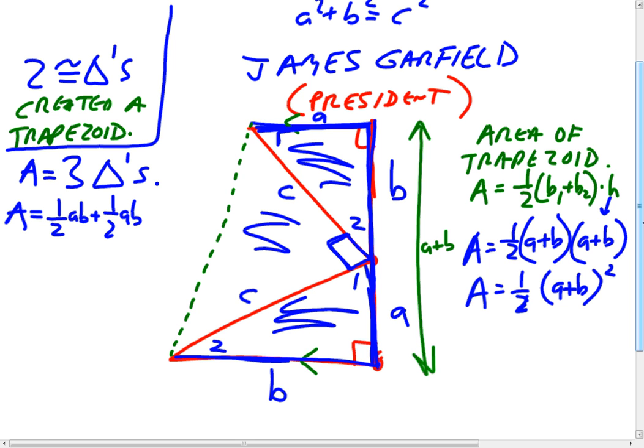How would you describe the area of this big right triangle? C times C, but don't forget the 1/2 that goes with it. 1/2 base times height. I'm going to write it as CC for right now. So that is one way to show the area of the whole object, divided up into three triangles. This is another way of showing the area of the entire object, dealing with a trapezoid formula.